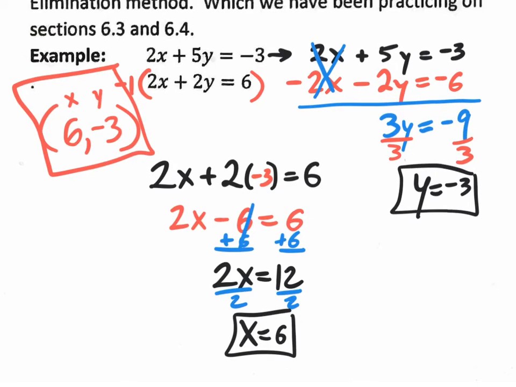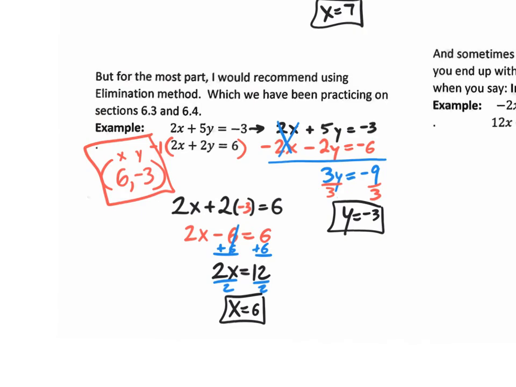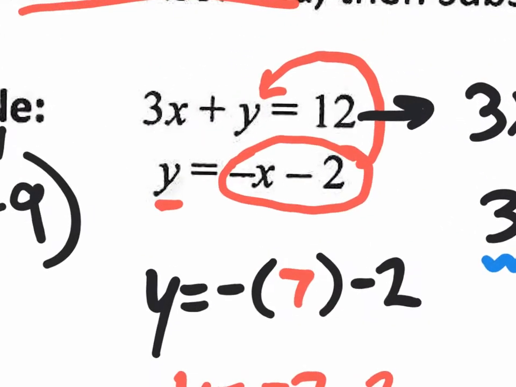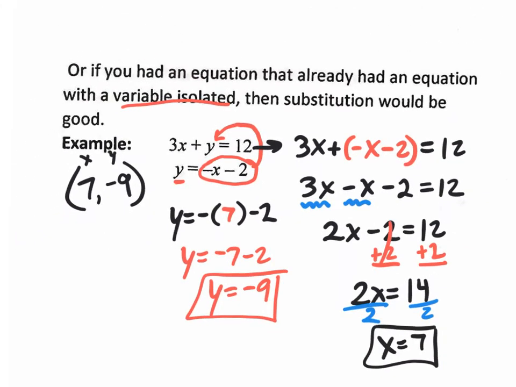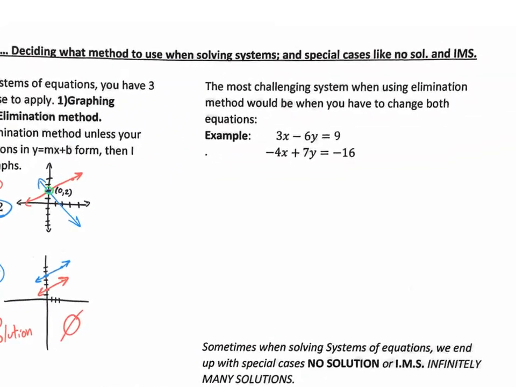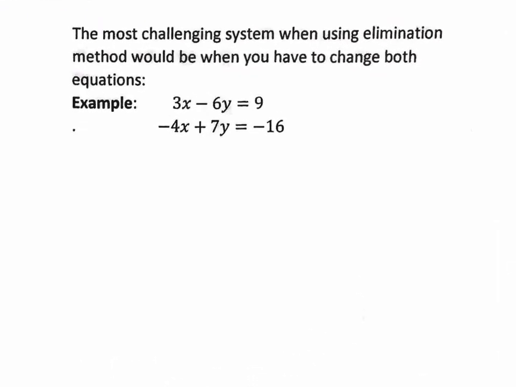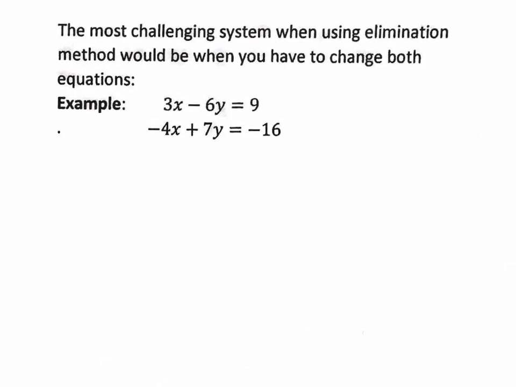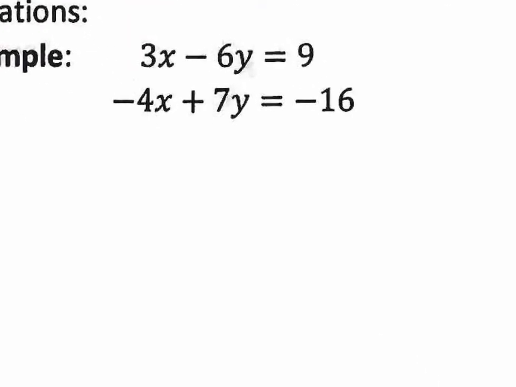So most of the time we will be using the elimination method unless it's ready to substitute like this one was, or unless it's ready to graph like these guys were, right? Up here it says the most challenging system will be using the elimination method, or when using the elimination method would be when you have to change both equations. So right here it's ready, or at least it's lined up. X is on top of x's, y is on top of y's, equal on top of equal, number on top of number. I want either the x's or the y's to cancel out.